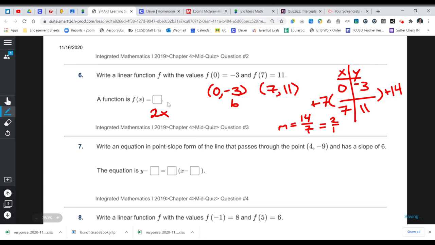2x is the equation so far. Now, next I need the plus b. Mx plus b is what I'm looking for here. B is going to be negative 3 here, so minus 3. 2x minus 3 is the answer.